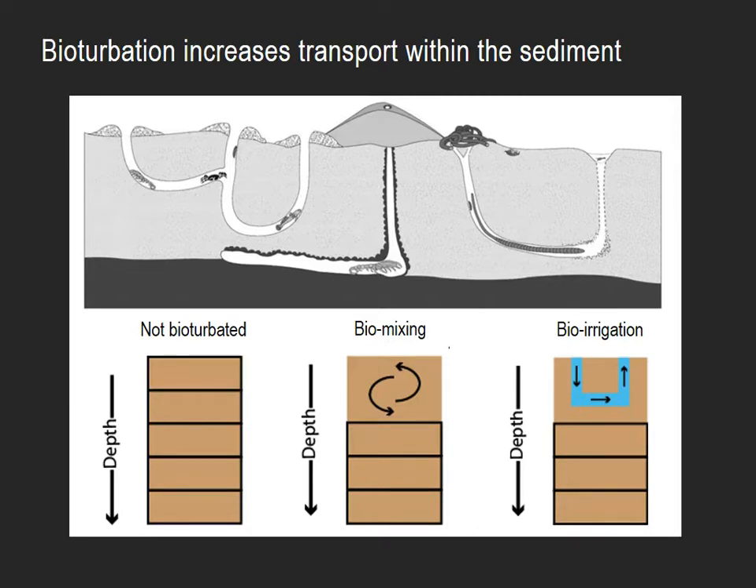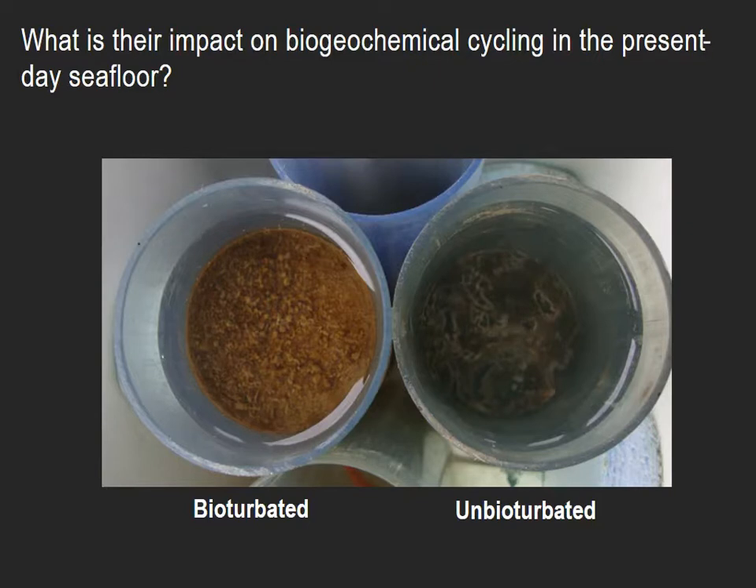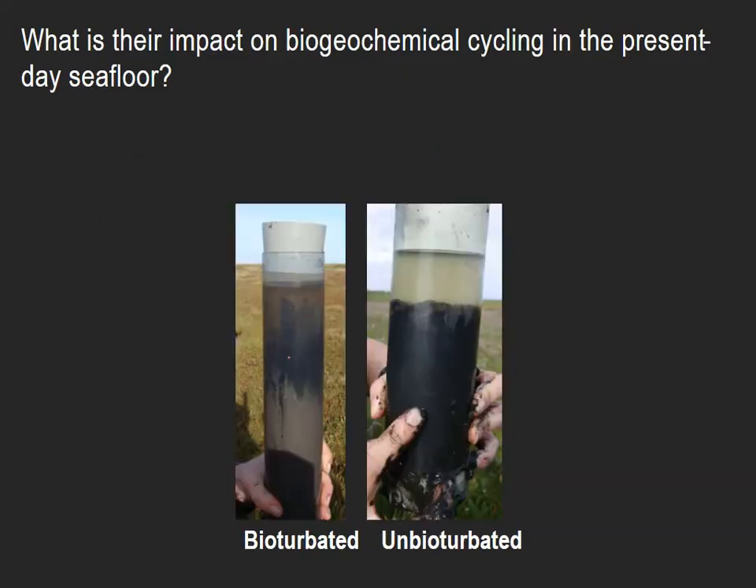Now, this strong increase in transport also has a very big impact on the biogeochemical cycling within the sediment. If you compare these two sediments, one bioturbated and one unbioturbated, you can immediately see that there's a very big difference in appearance. The bioturbated one has a strong, relatively thick iron oxide rusty layer on top, which changes into dark and disappears with depth, while the unbioturbated one is black all the way through.